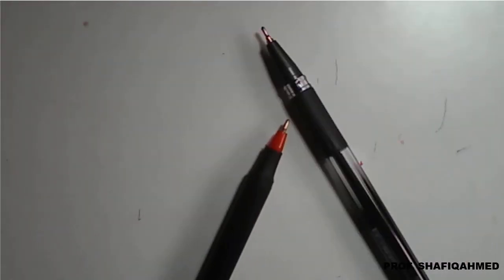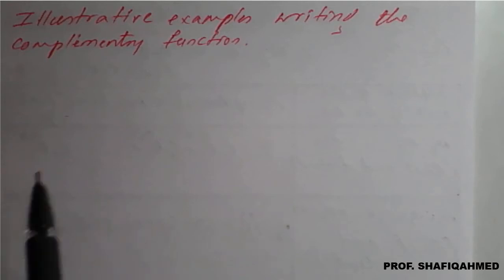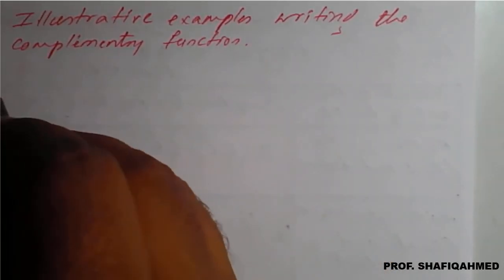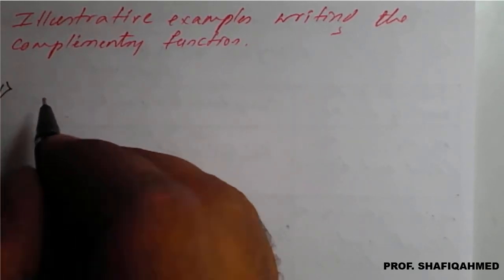Now we'll see a few illustrative examples of writing the complementary function, and at that time you can understand very easily how the actual problems are simplified. Let's see that part. Illustrative examples of writing complementary functions. We'll see one example based on each kind of root.